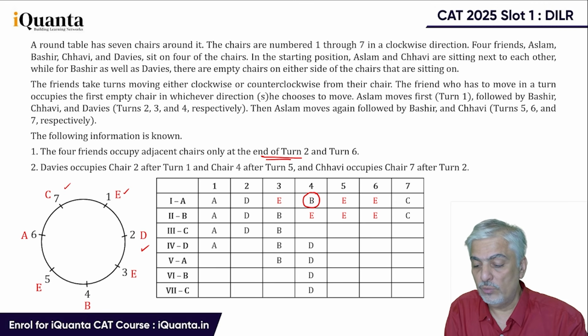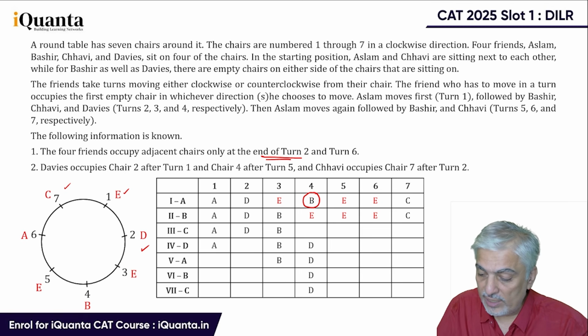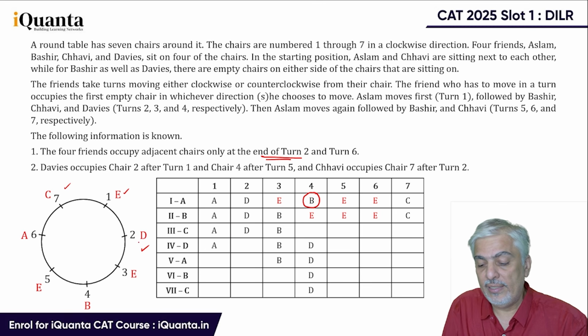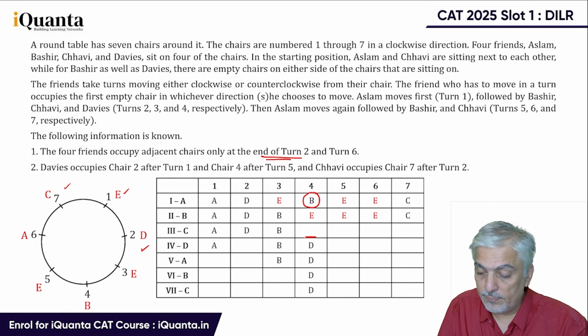Now C has to move. Now where all can C move? Now think logically, C is at 7. From 7, if it goes clockwise, 1, 2, 3 are occupied. It can move to 4. Or if it goes anti-clockwise from 7, it can move to 6. So this will definitely become empty. And this will definitely become empty.